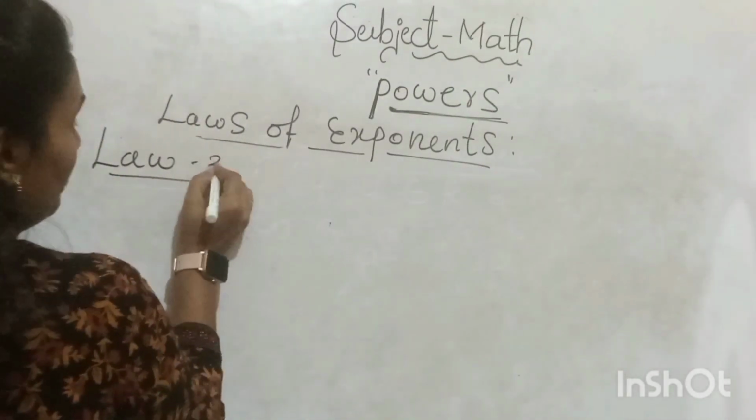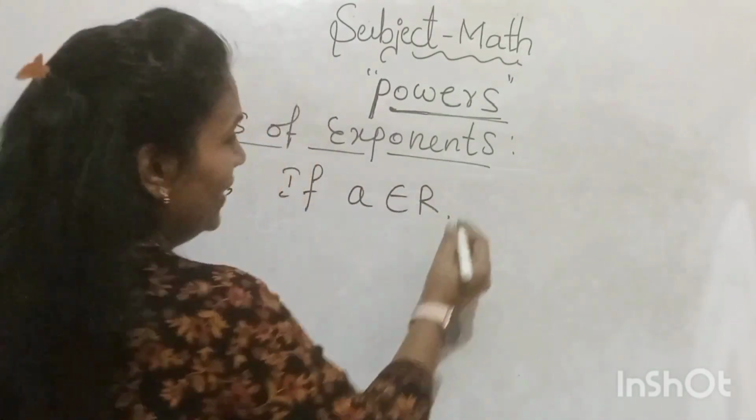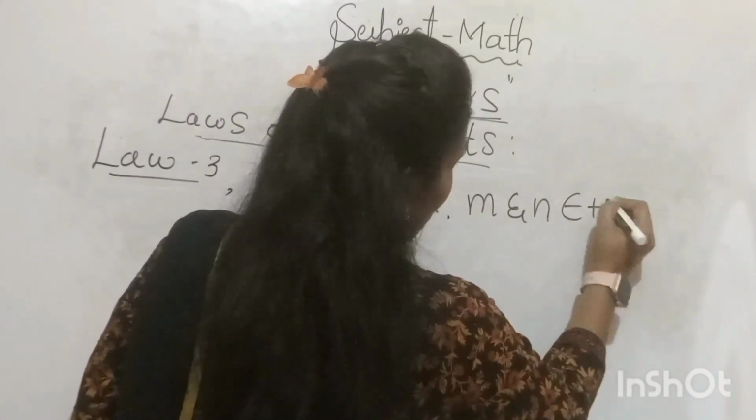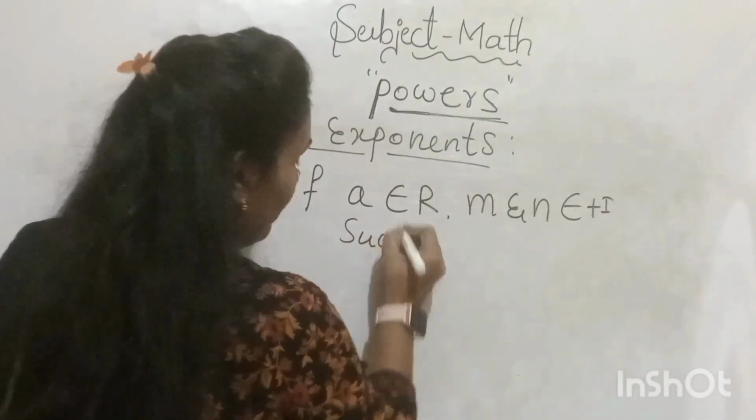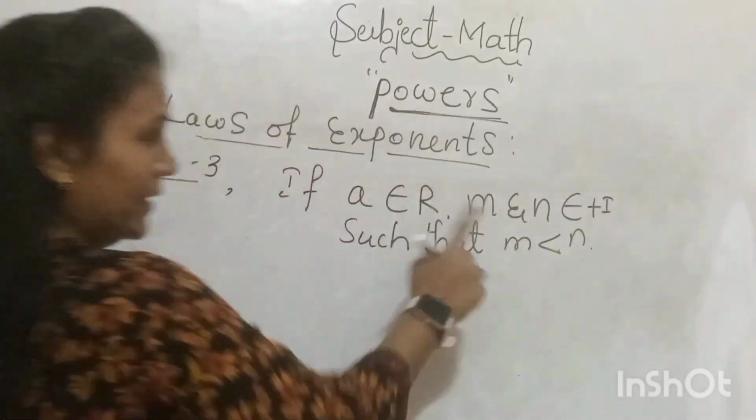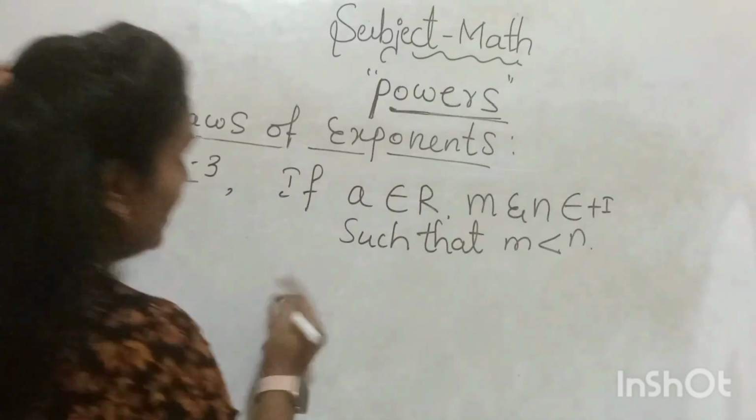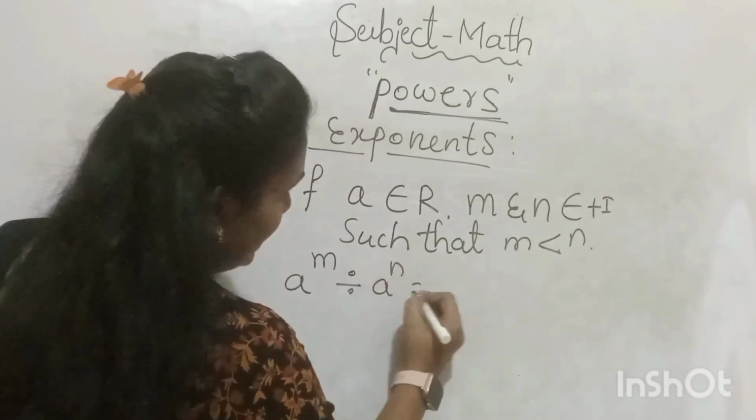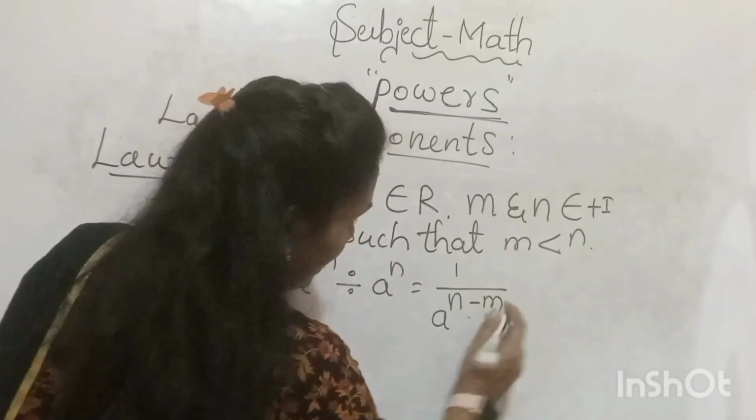Law 3. If a is any rational number, and m and n are any positive integers, along with one more condition such that m is less than n. In such cases, what will happen? What does the third law of exponent say? a to the power m divided by a to the power n is equal to 1 by a to the power n minus m.